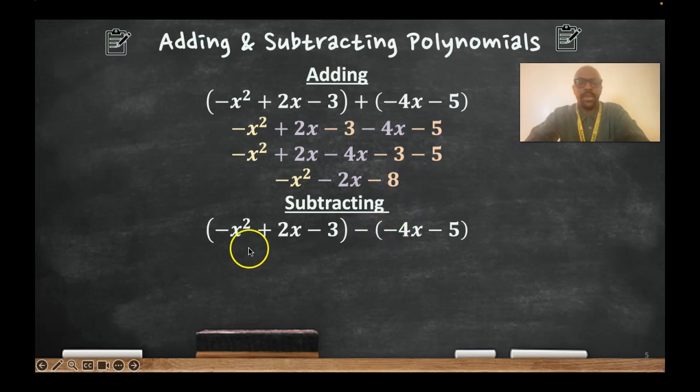So if you look at the next example, there's a coefficient of 1 out here. Because the coefficient of 1 is not going to change its value, you'll just bring down this first parentheses.